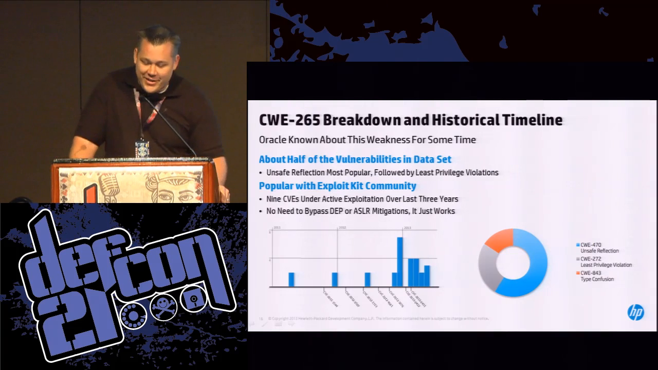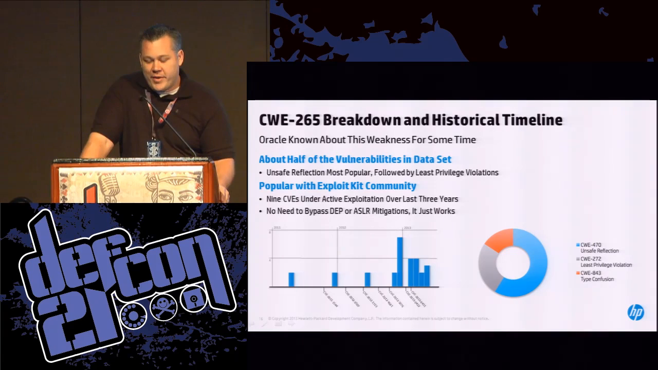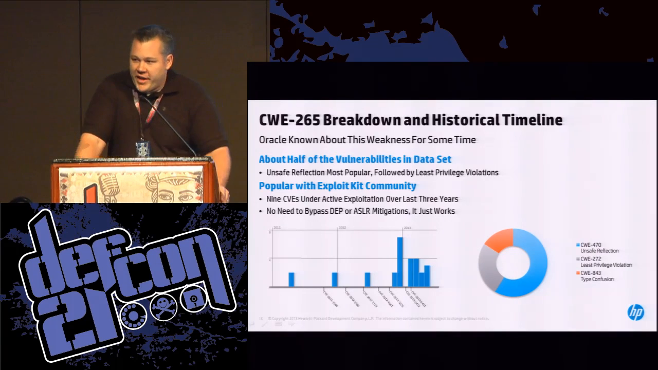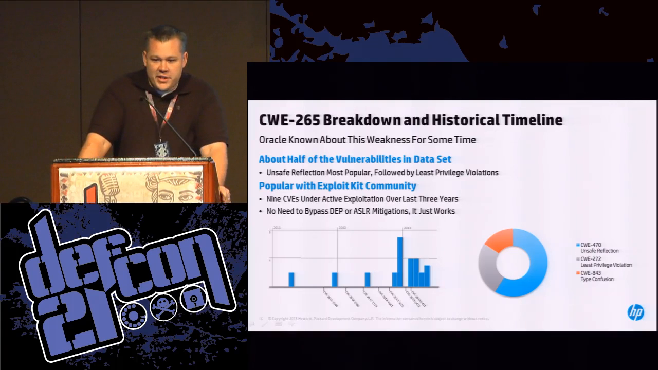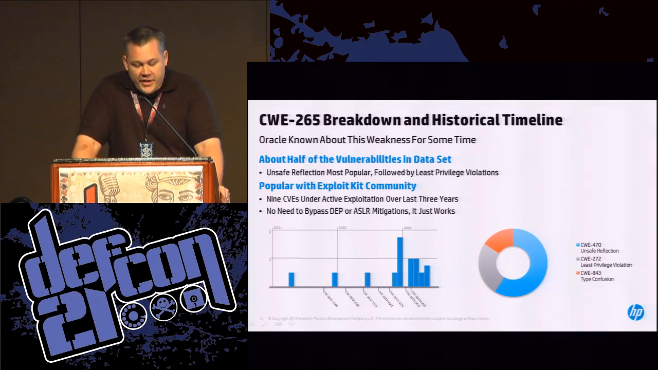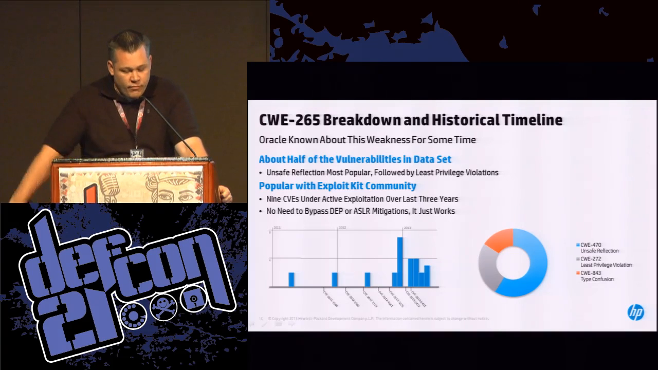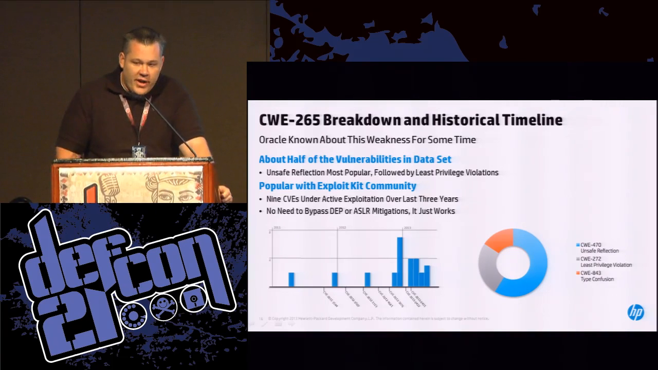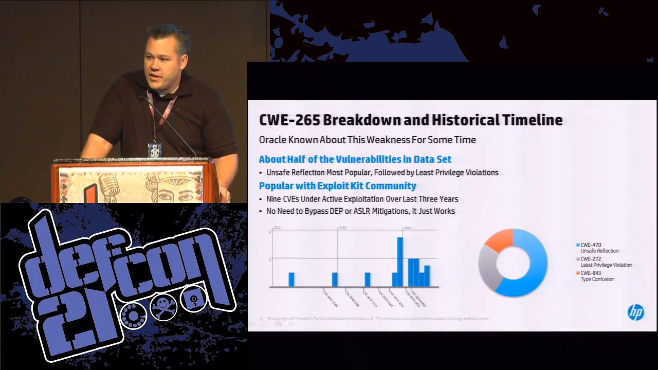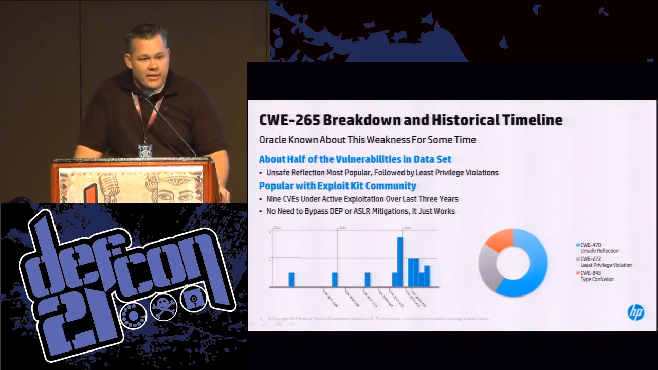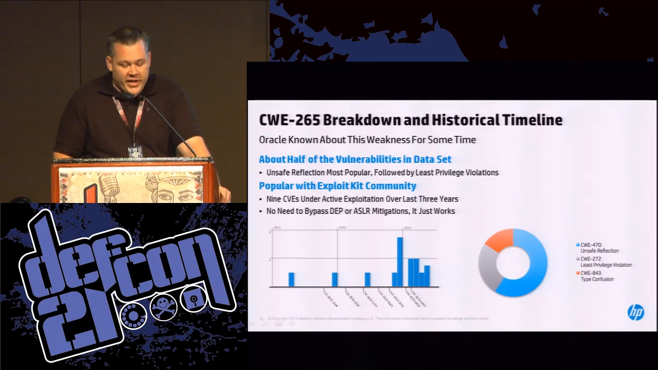All right. So we take a look specifically at the sandbox bypass issue. Those accounted for half of the vulnerabilities in our data set. And if you look at the pie chart, you can see that the unsafe reflection vulnerability accounted for half of those, followed by least privilege violation, which accounted for a quarter. The interesting thing about these is they're really popular in the exploit kit community, because you don't have to bypass any OS mitigations, they just work. You don't have to bypass DEP, you don't have to bypass ASLR, they just work every single time. Every time you click on it, a calculator pops up.